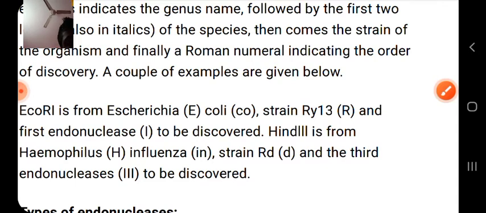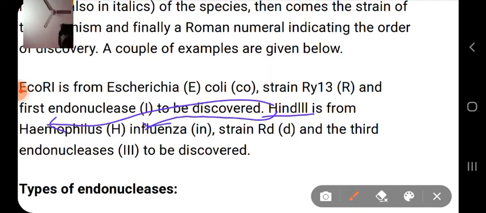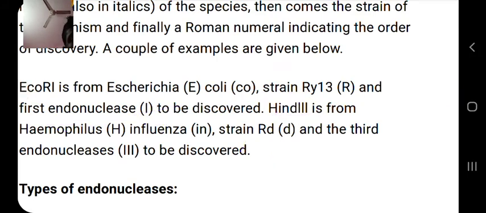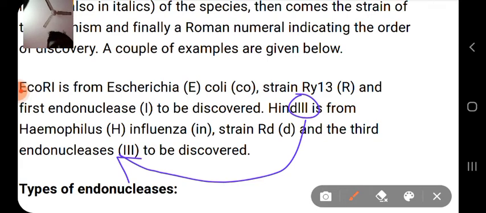Then another example, HindIII. H refers to Haemophilus, in refers to influenzae, d refers to the strain, Rd strain, and 3 refers to the third restriction endonuclease which has been discovered. In this way, the restriction enzymes are named.